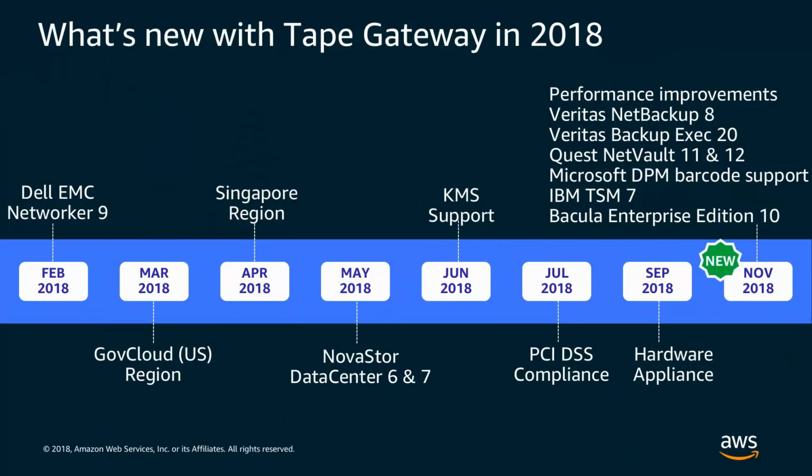Next, let's take a look at what's new with the Tape Gateway since the beginning of 2018. As you know, we like to hear from our customers and work constantly to roll out new features that benefit them. Here's a list of all that we have added to the Tape Gateway. Generally, we've added support for more backup apps such as Dell Networker, Nova Store Data Center. We also added support for Gulf Cloud in the US and Singapore regions, which means you can also deploy Tape Gateway for backups in those regions.